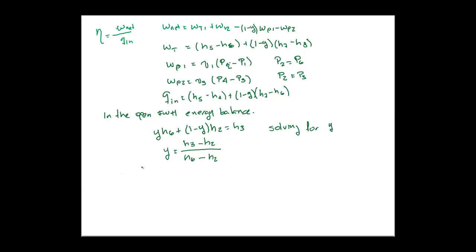The only thing that we are missing is the mass flow rate. But we already know W net, so we know that power is equal to mass flow rate times the specific net work. So solving for mass flow rate, since we know this, all that we need to do is to compute the properties.